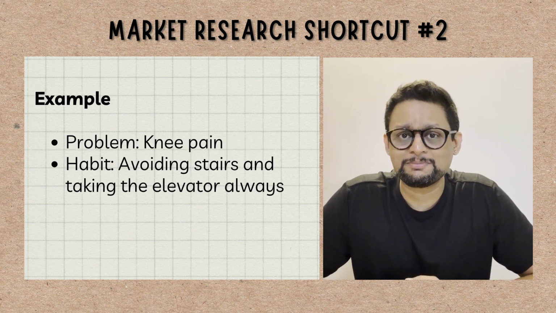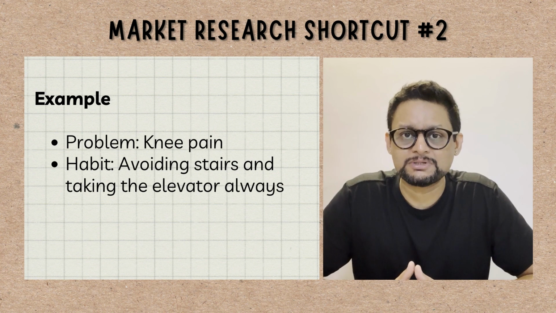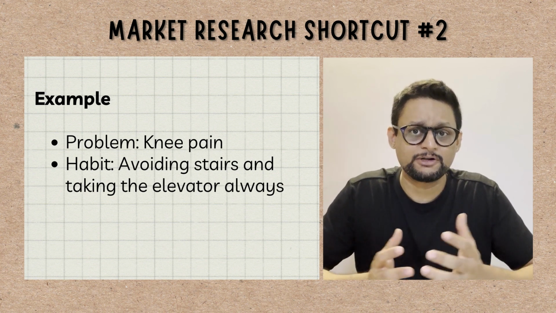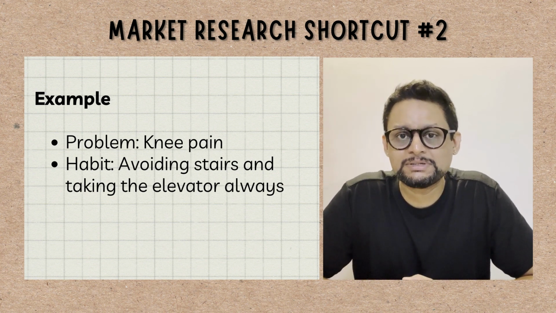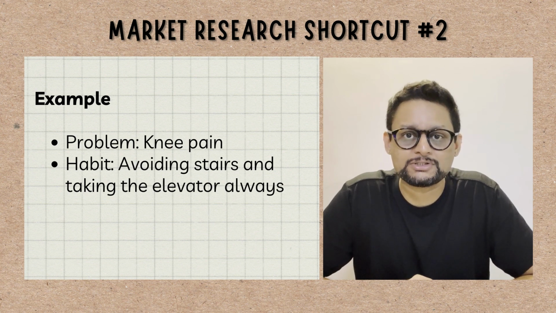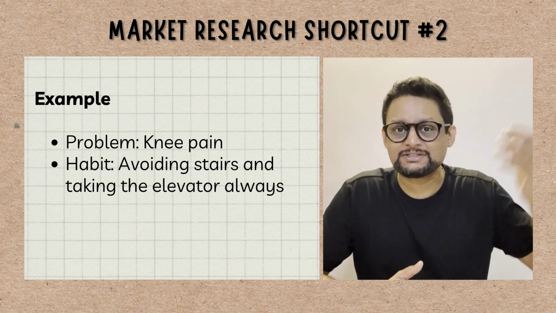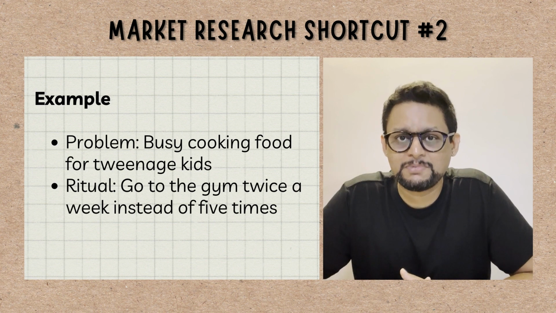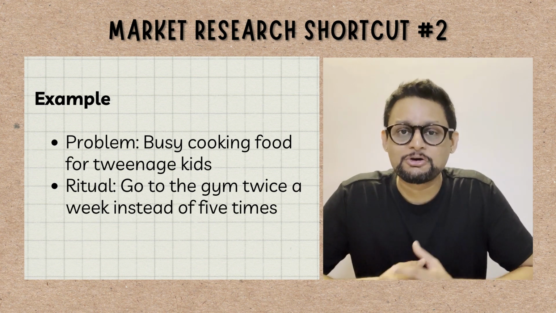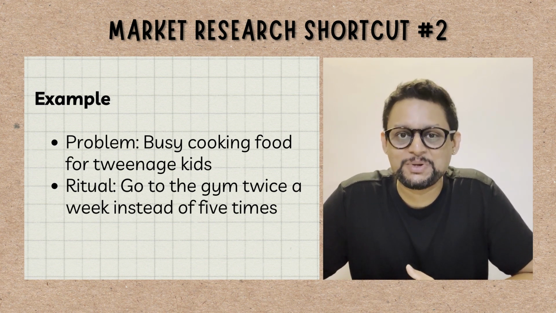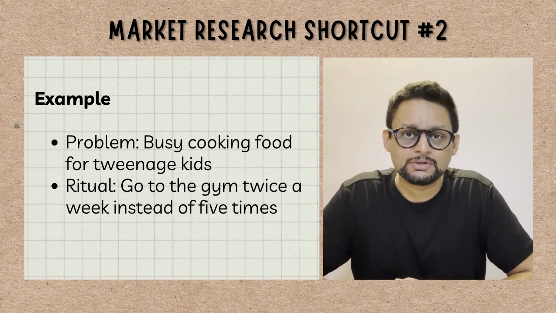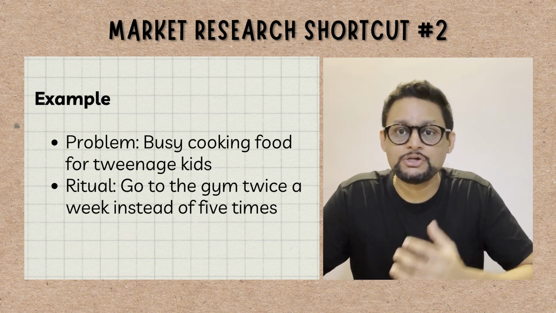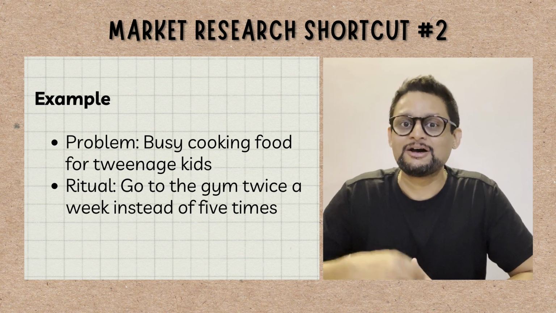The first one is knee pain. If you're a doctor or a pharmacist and you cater to a market that is suffering from knee pain, chances are that your customers have already developed a few habits and routines, like not taking the stairs. The second example is the mother of teenage kids. They are busy cooking food for their always hungry teenage kids. If that's the case, a ritual that you would have seen them develop is going to the gym twice a week instead of 5 times a week.